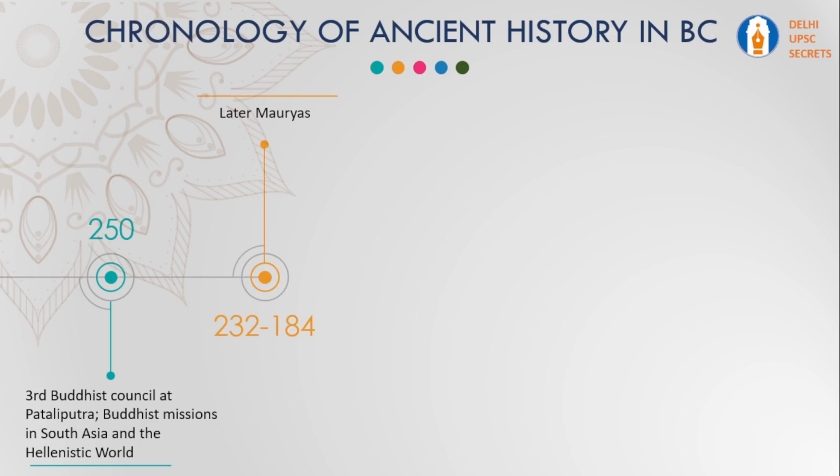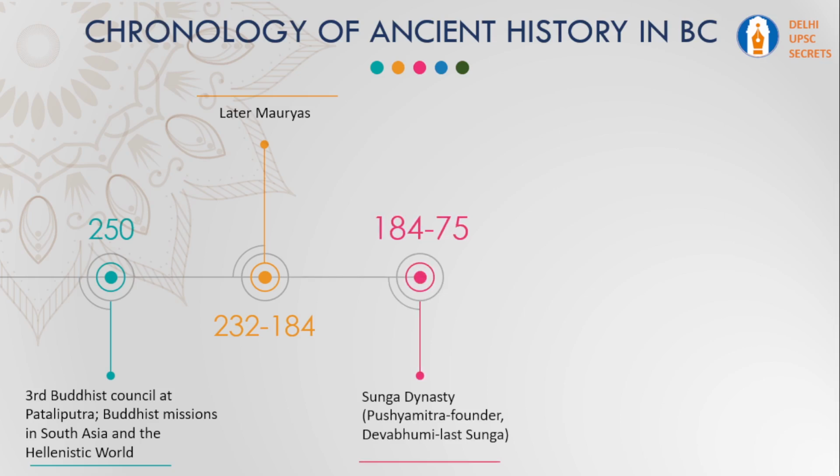Then in 232 to 184 BC, this is the period of later Mauryas. They were not that powerful kings, I must say. It means after 200 BC, or you can say after 150 BC, it was the decline of the Mauryan Empire. Then 184 to 75 BC, it means from 150 to 100 BC, you would see the Sunga and Kanva rulers kept emerging.